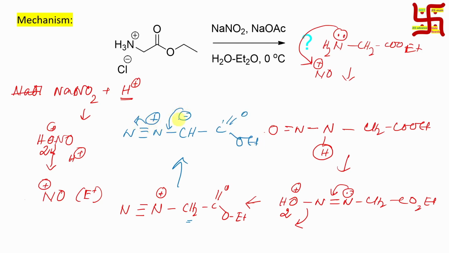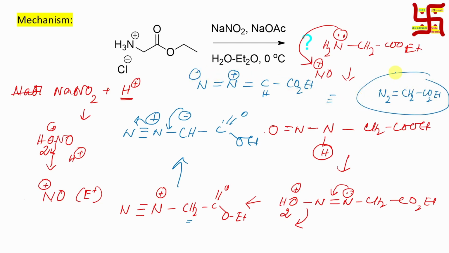Consequently this bond will go there, so you can expect a minus charge on this nitrogen, a double bond to this nitrogen, and here carbon, hydrogen left, COOEt. This is the product here, and obviously this nitrogen is carrying a positive charge. You can write this as N2CH2CO2Et, because I am just ignoring these two charges, since they cancel each other out, producing this final neutral molecule. So this is the product.